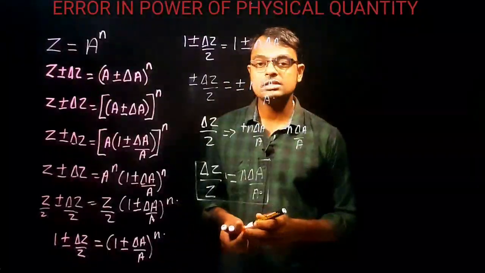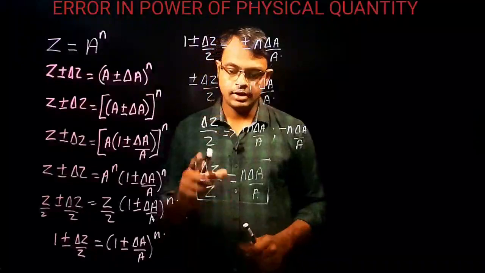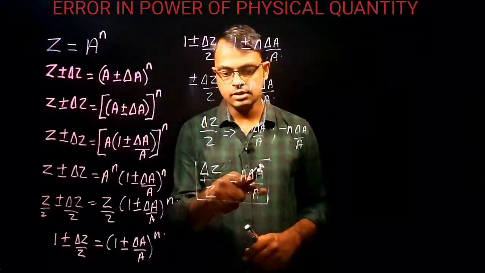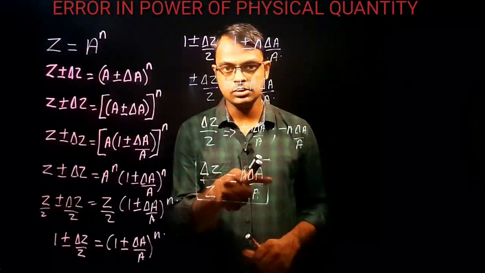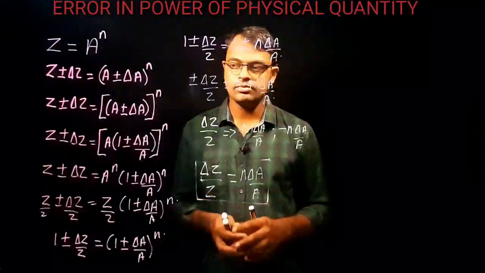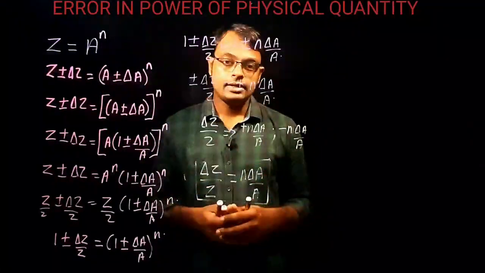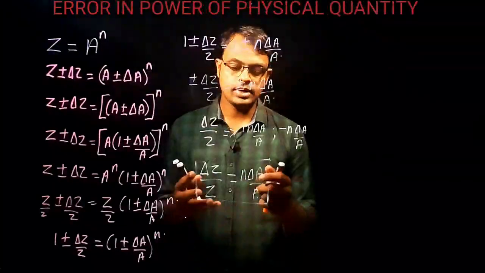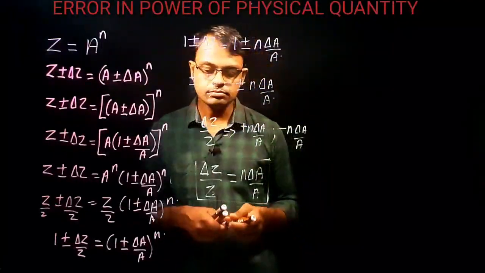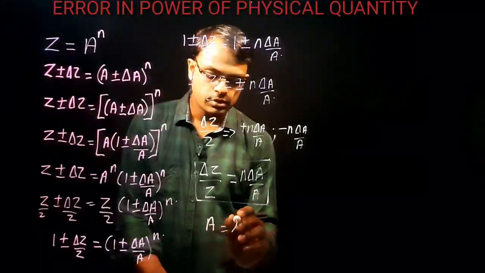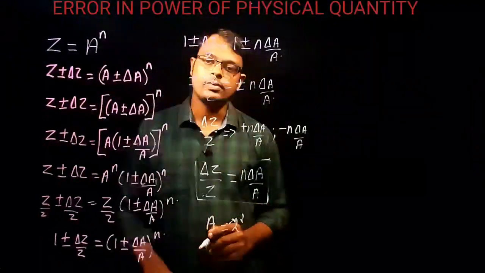Okay, the maximum relative error in the final result is the power times, here power is what? n times the relative error in the measurement. So this is the one we are discussing here, the error in the power of a physical quantity. So if you write one example here, area is equal to L square. We are writing this formula.